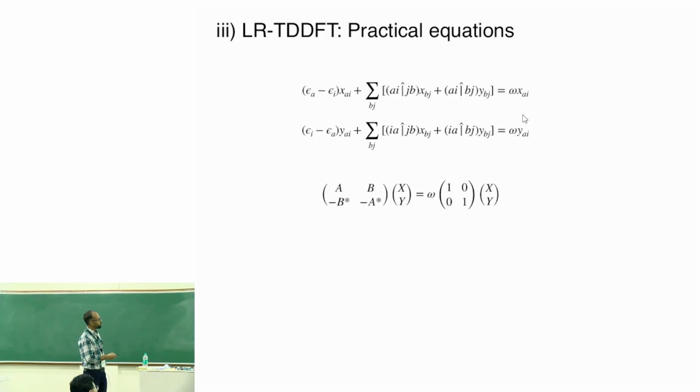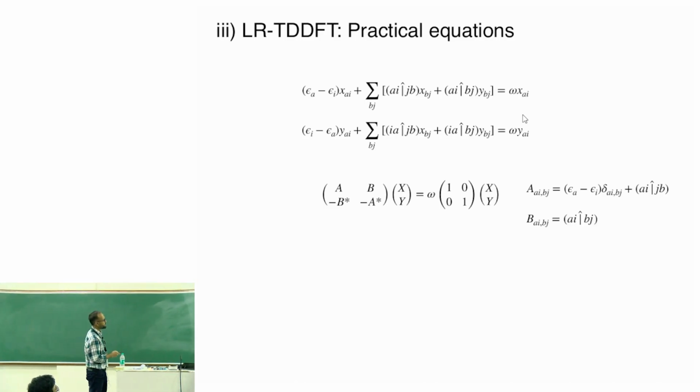where I have the following form of the matrix: A B; minus B star, minus A star, times X Y equals omega times the identity matrix times X Y. Okay. And what are the elements? The element of A for aibj is the Kohn-Sham orbital energy differences and the two-electron integral evaluated over the Hartree exchange correlation kernel, right? So that is what we have. Similarly, you have the elements for the B matrix, okay?